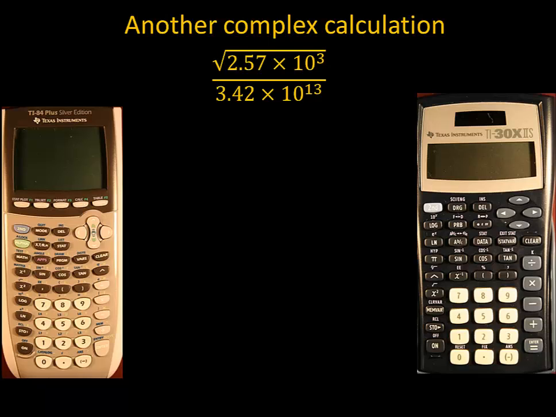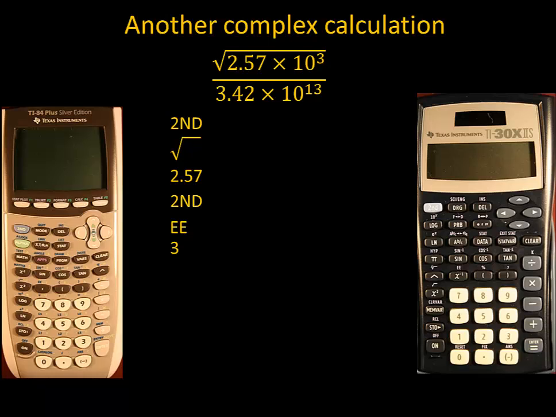On this one, since we start with a square root, we need to use the second key right off the bat. So second, and then square root. Now we enter the number under the square root, 2.57 second EE3. I'm done entering that number under the square root, but now I need to finish the square root or get out from under it. Otherwise, the entire calculation will take place under the square root, and that number in the denominator doesn't belong there.